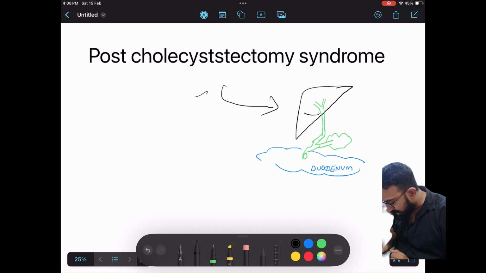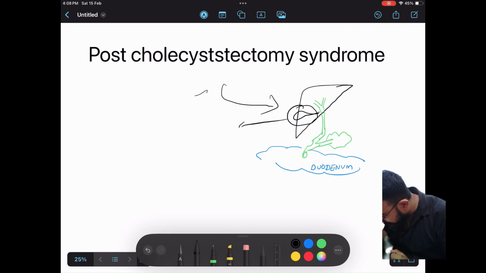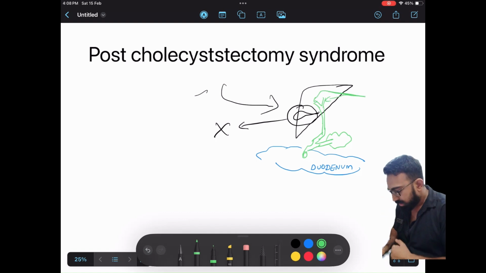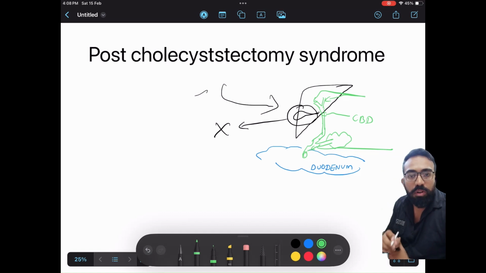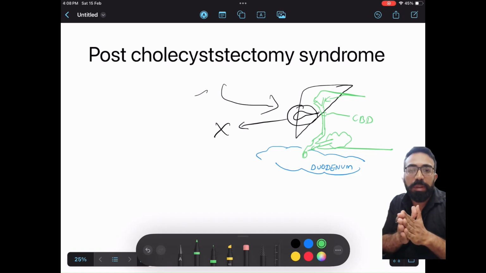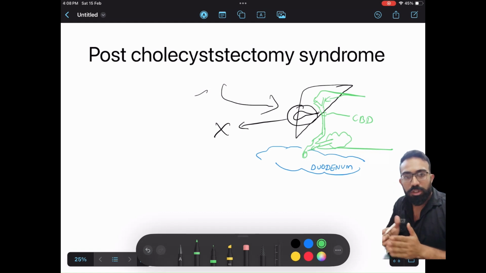Even though we have removed the gallbladder, this was the gallbladder which is removed from here. Now it is not there. This gallbladder is not there. It has been removed by cholecystectomy. Still there are the hepatic ducts, and still there is the common bile duct, meeting with the pancreatic duct opening into the sphincter of Oddi. So bile is still being secreted. Don't think that bile is not now being secreted.